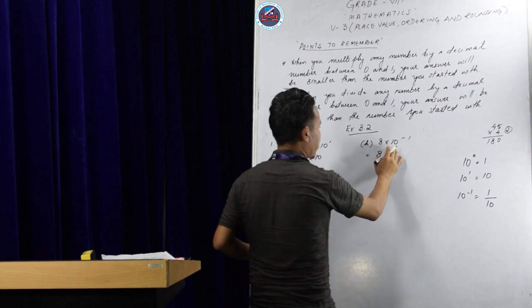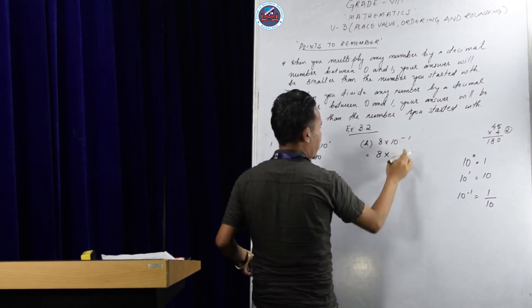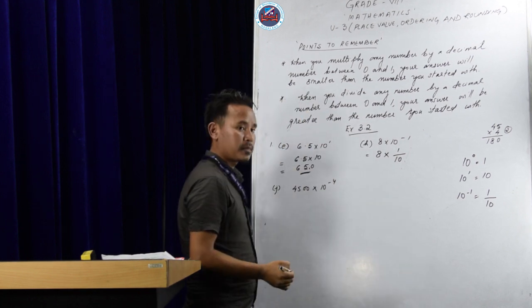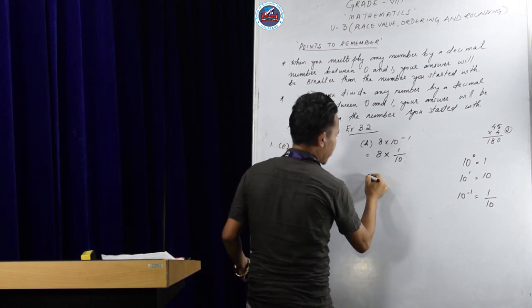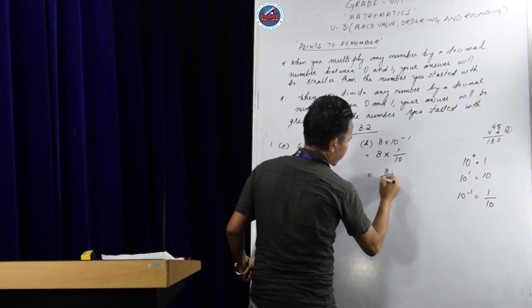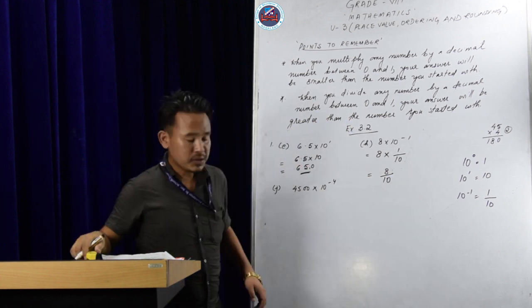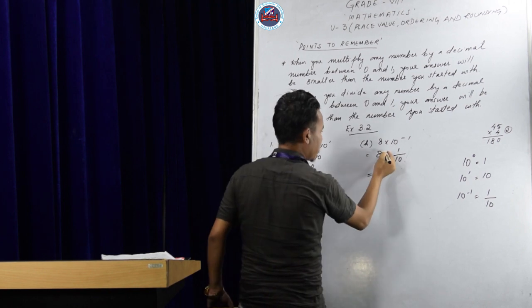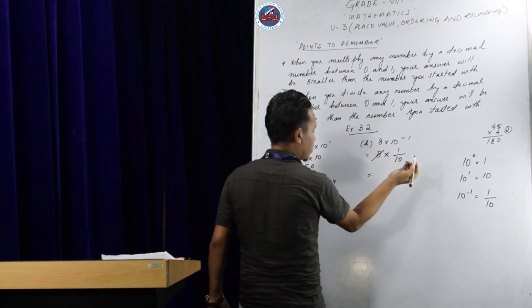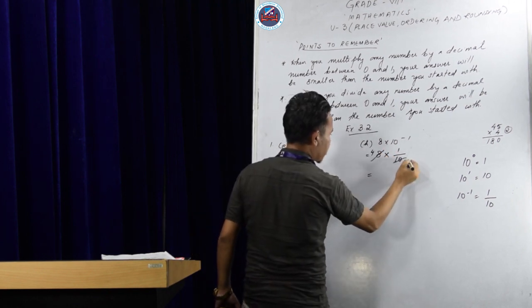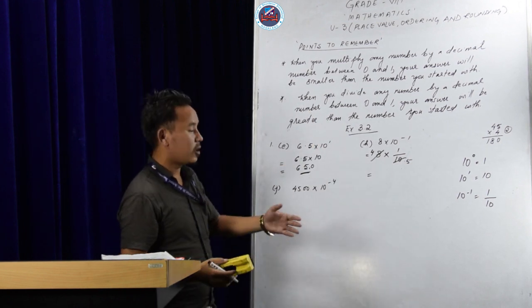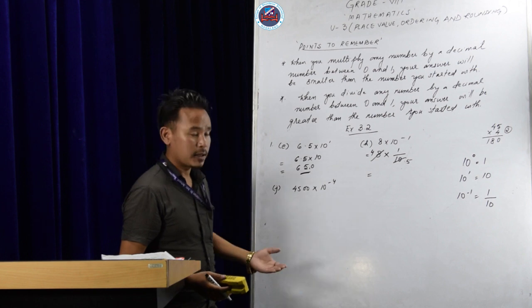The same here. 8 into, we know any number with a negative exponent will be 1 by 10. So here we have 10 to the power minus 1. This 10 to the power minus 1 I can write as 1 by 10, which I can write as 8 divided by 10. Most of us divide, say like 2 4 times 8, 2 5 times 10. Ultimately, all you get is the same answer.